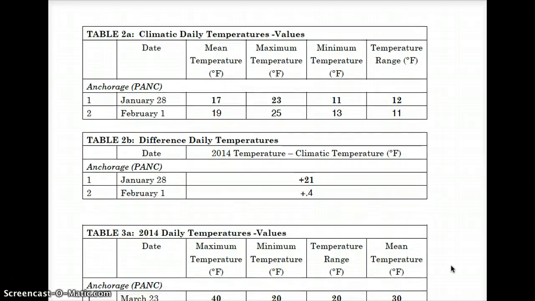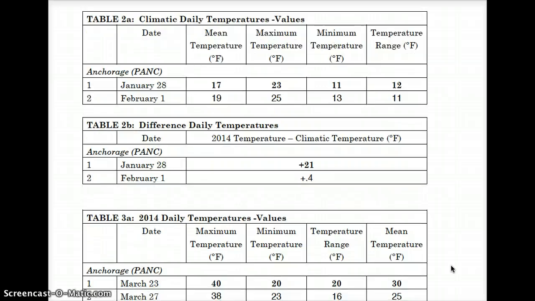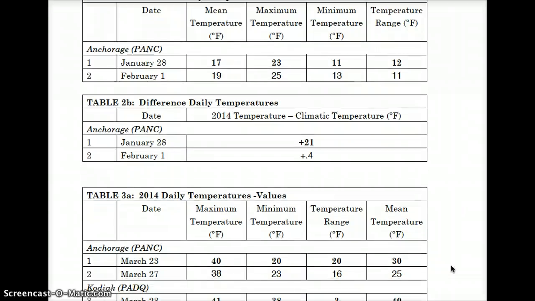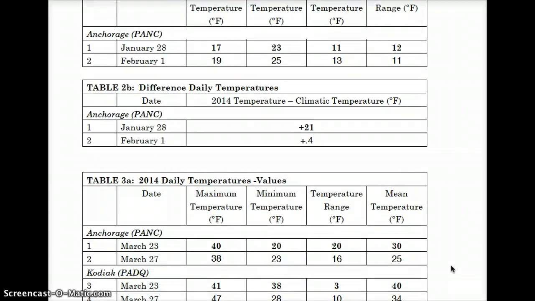On Table 2A, on February 1st, the mean temperature was 19 degrees Fahrenheit. The maximum temperature was 25 degrees Fahrenheit, the minimum temperature was 13 degrees Fahrenheit, and the temperature range was 11 degrees Fahrenheit. And on Table 2B, on February 1st, the climatic temperature was plus 0.4.